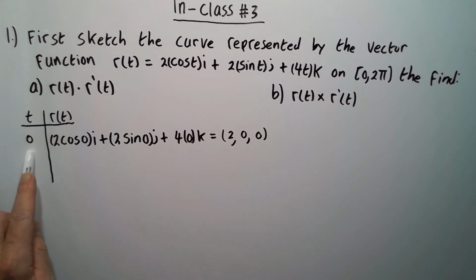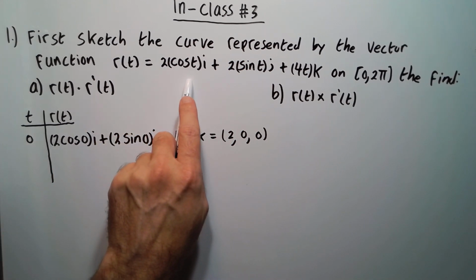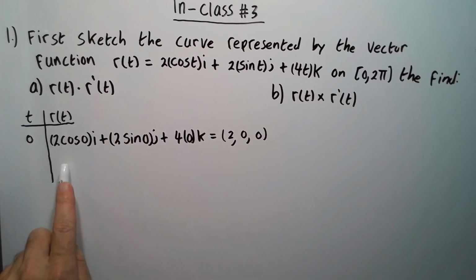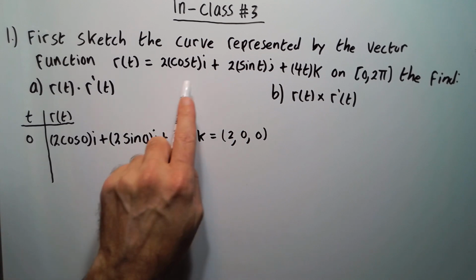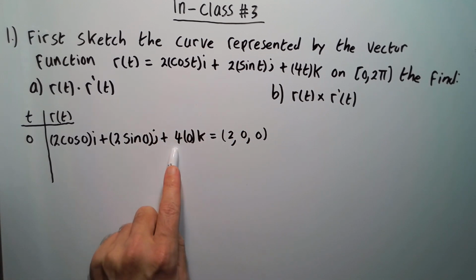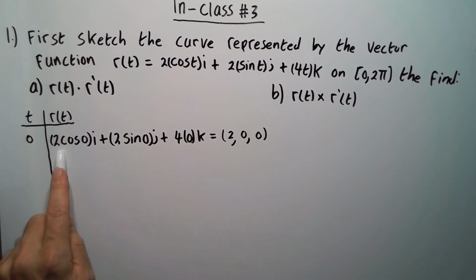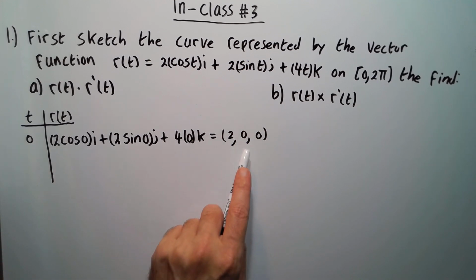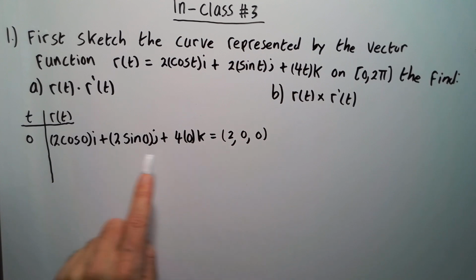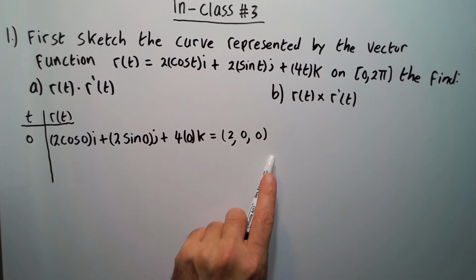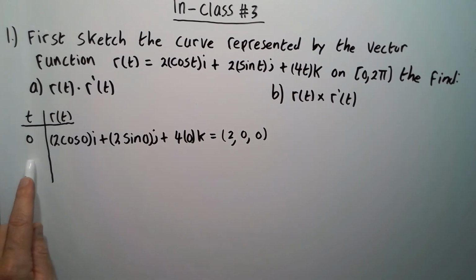Okay, so putting 0 in place of t in our vector valued function here, it's going to be 2 cosine 0 i plus 2 sine of 0 j plus 4 times 0 k. Cosine of 0 is 1, so it's going to be 2. Sine of 0 is 0, so 0, 0. There's a point. So when t is 0, we have 2, 0, 0. Let's next do pi over 4 for t.